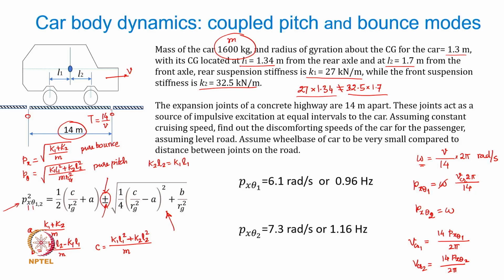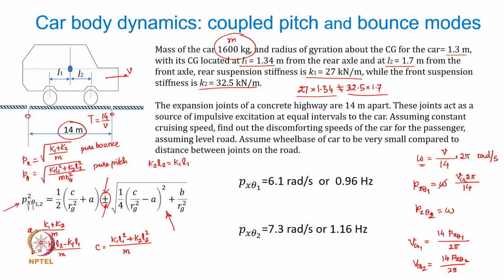There will be two speeds. Okay. All right, we shall discuss a few more things related to this example. So these are the speeds where the amplitudes are expected to be quite large, and the human body is more sensitive at lower frequencies, and these frequencies are indeed quite low, and they will cause giddiness and discomfort.